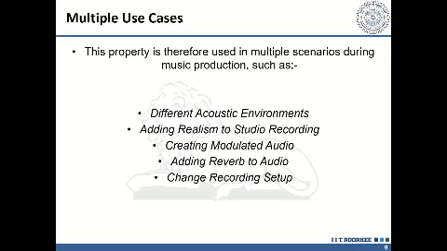During music production for movies, adding realism to our audio is very important to set up an environment for our audience. Third, it is used to create modulated audio, as can be seen. And fourth, multiple properties such as reverb or realism can be added to our audio signals, and it can be used to change the recording setup from one place to another using the impulse response of different scenarios.